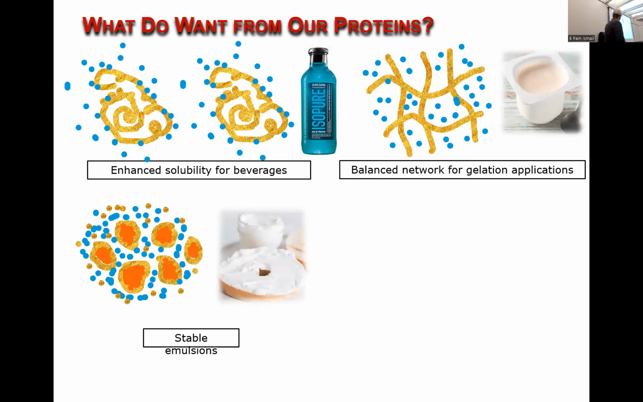We want them to emulsify. So if I want to produce cream cheese from plant, there is this fat, there is this aqueous phase. So I want the protein to form emulsions, emulsify the fat, and still have a nice continuous aqueous phase.